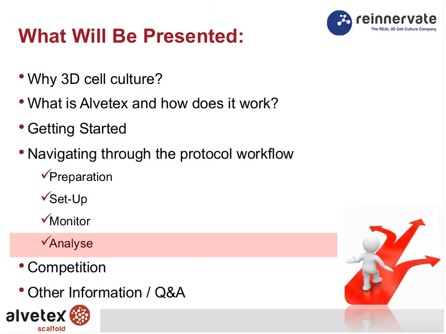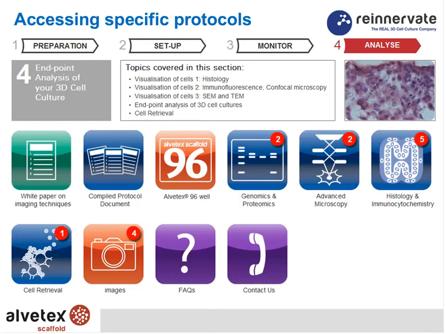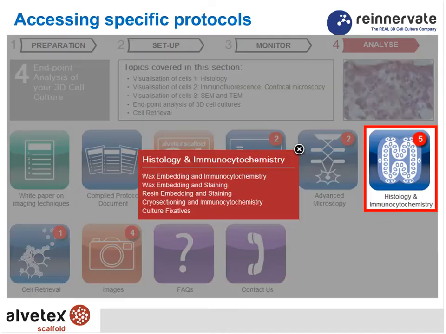And the final section of the workflow is entitled Analyze, and what we provide in this section is a collection of analytical methods to assess the biology that is taking place within your cultures. The section includes methods for visualizing cells, recovering cells for downstream analysis, and also extracting nucleic acids and proteins. So in terms of cell visualization, if you're prepared to fix and embed your samples, you can come up with some lovely pictures, very clear, high-quality images of cells in the scaffold.